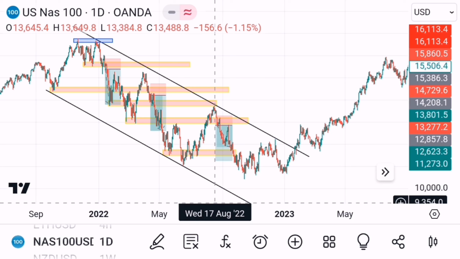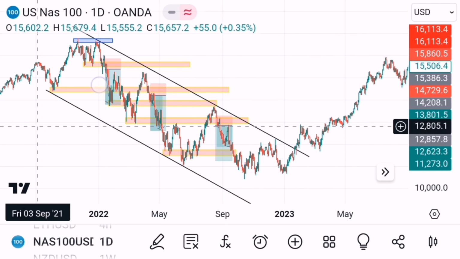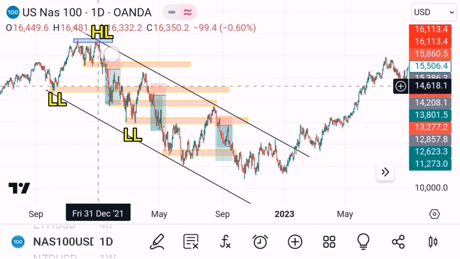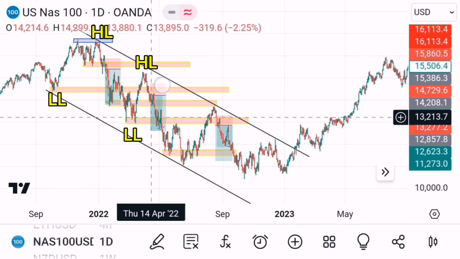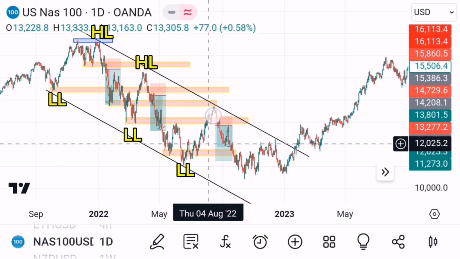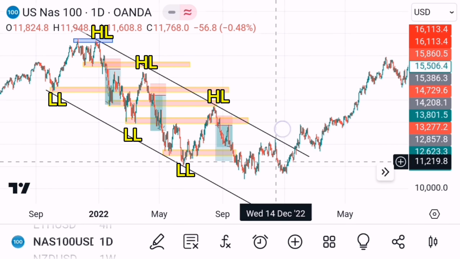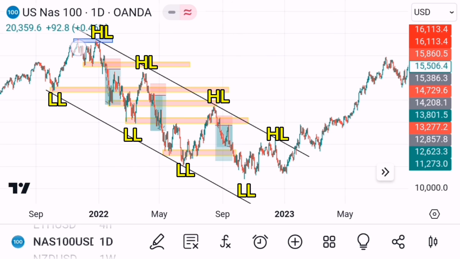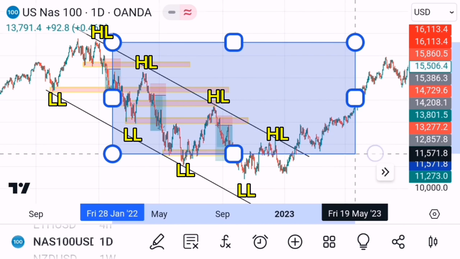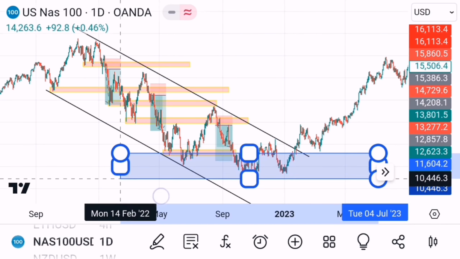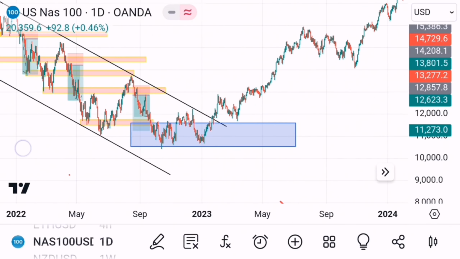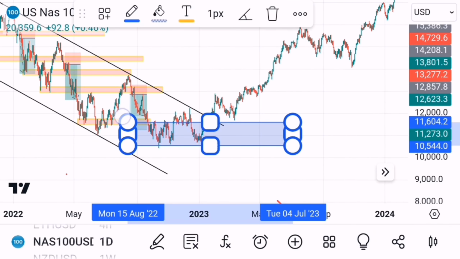And another thing, guys. We were creating lower lows, higher lows, lower lows, higher lows, lower low. Guess what? Look at this, guys. The market came here. This was a triple bottom.